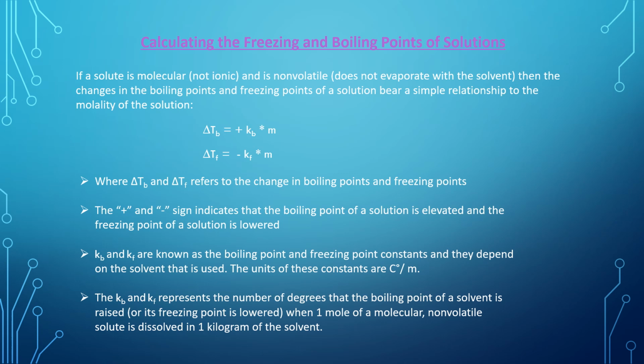The plus and minus sign indicates that the boiling point of a solution is elevated and the freezing point of a solution is lowered. Kb and Kf are known as the boiling point and freezing point constants, and they depend on the solvent that is used. The unit of these constants is degrees Celsius per molal. The Kb and Kf represent the number of degrees that the boiling point of a solvent is raised or its freezing point is lowered when 1 mole of a molecular non-volatile solute is dissolved in 1 kilogram of the solvent.